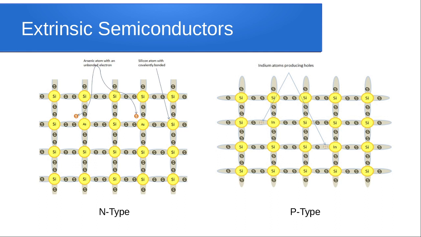So this gives us the basic idea of what an extrinsic semiconductor is. There are 2 types of extrinsic semiconductors, which are n-type and p-type. Both are extrinsic semiconductors. With this, we will stop the discussion on this elementary topic regarding semiconductors.